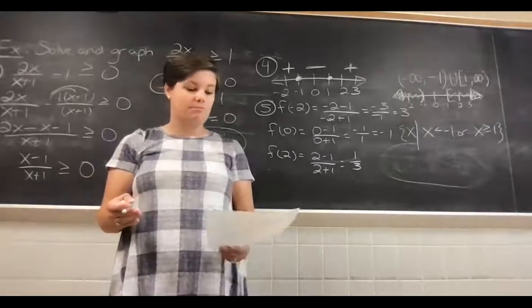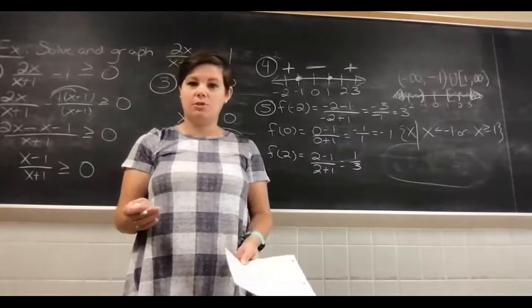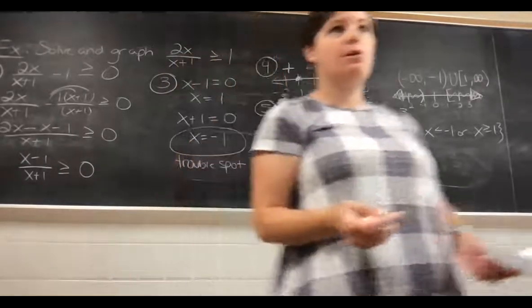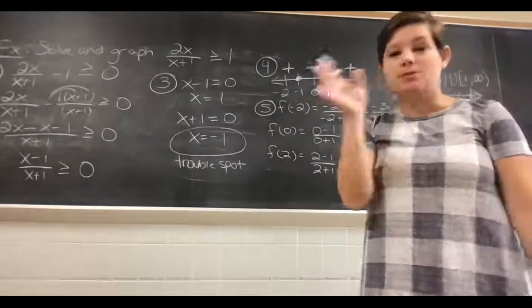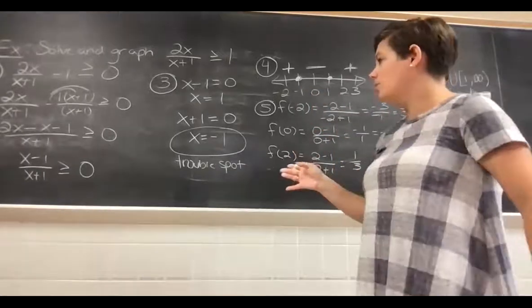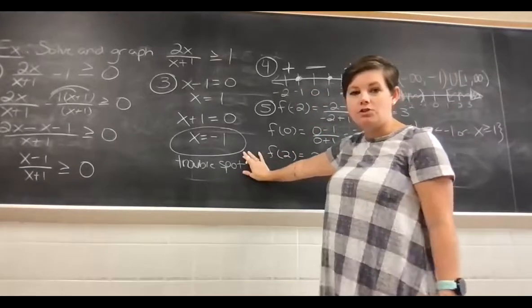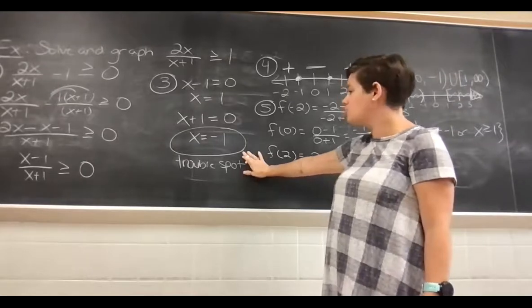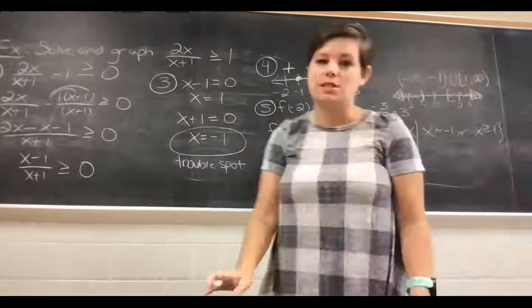But that's it. That's it for section 3.6. So you do the exact same steps, really, whether it's a polynomial or a rational. The only thing is you have to watch out for where your denominator equals 0 and make sure you don't include that in your solution set at the end.